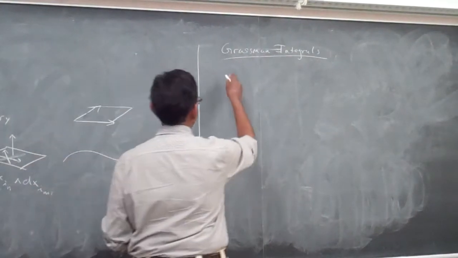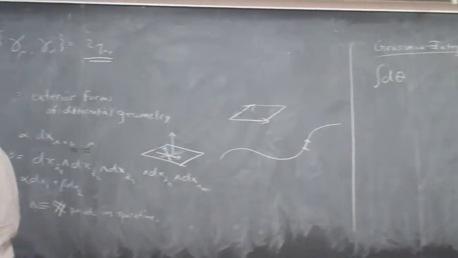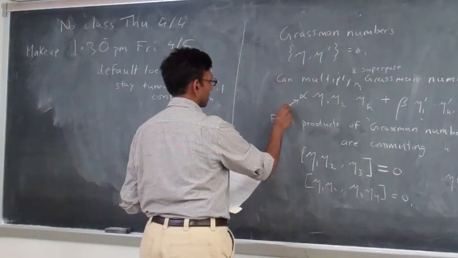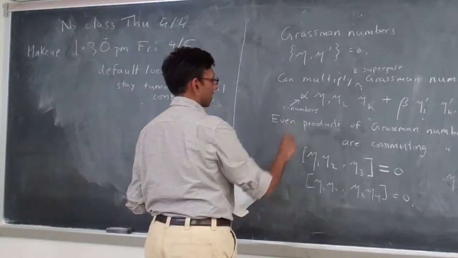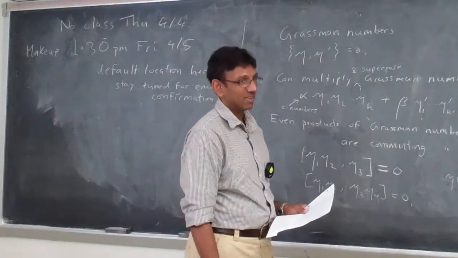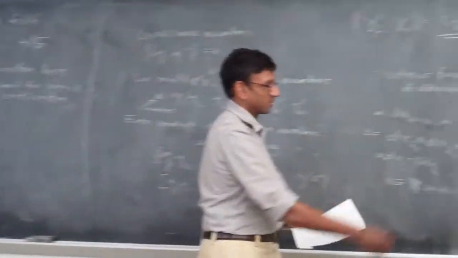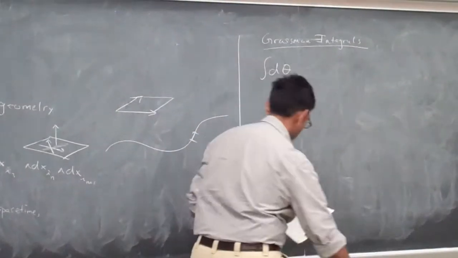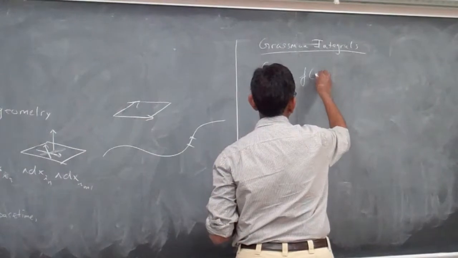So the classic thing is you want to do an integral. So I should have said here, these are also C numbers. So C number superpositions are perfectly okay. Again, if you just think matrices, you don't need to be told all this. And if you think exterior form, you don't need to be told all this. Grassmann integrals are things like this. Some function of theta.